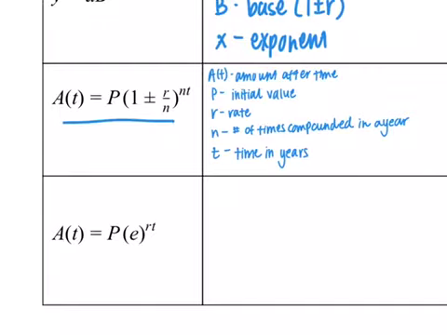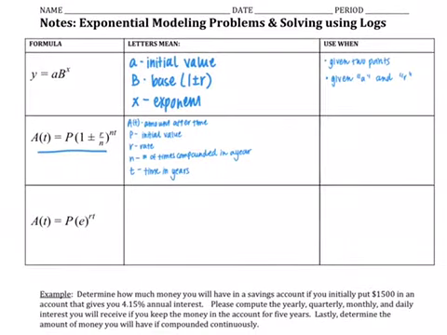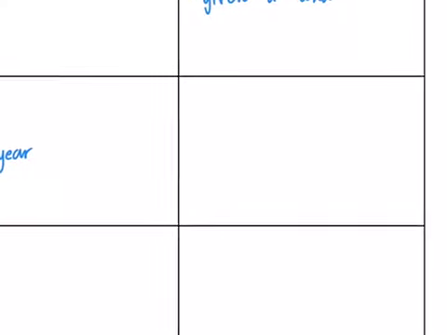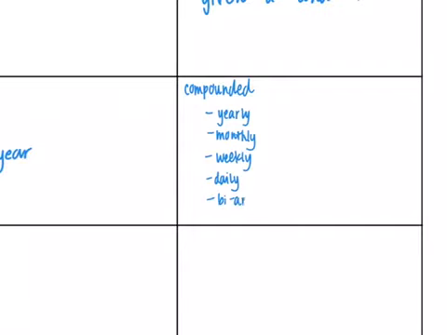Okay. So when do we use something like this? Well, we use it when it says the word compounded and then is followed by one of the following: compounded yearly, monthly, weekly, daily, biannually, annually, etc.